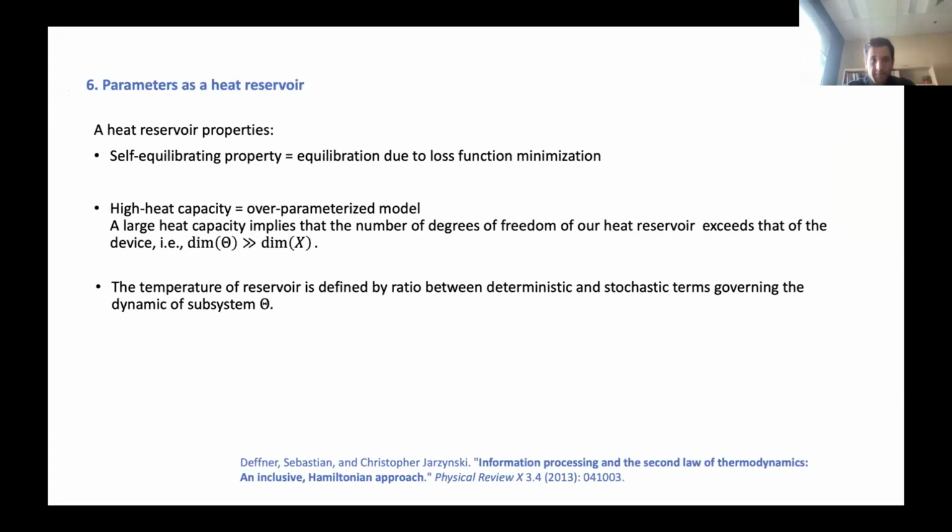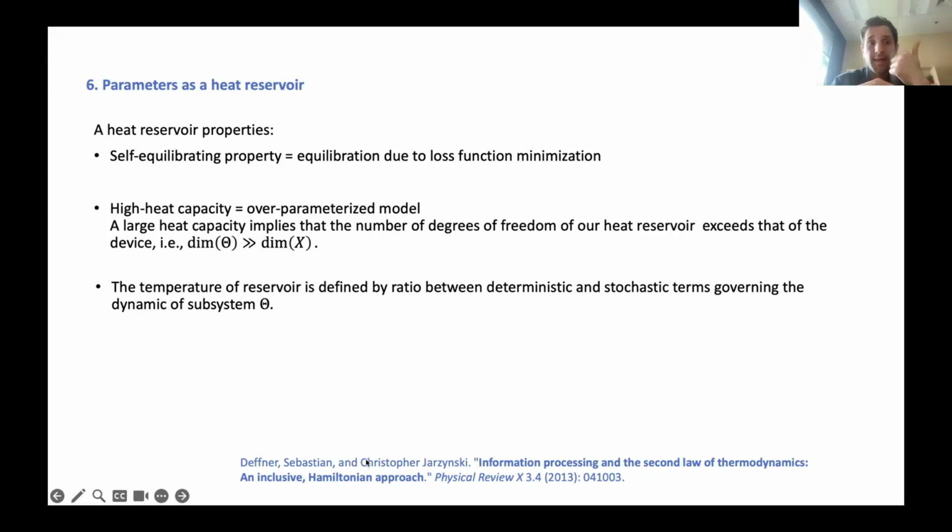So about the parameters, we have one good candidate for a heat reservoir here, and that's the parameters subsystem. The parameter subsystem is itself a stochastic system, right? It has theta degrees of freedom, and it's a huge system. So first of all, there are two criteria for your heat reservoir from the thermodynamic literature, one of them here.